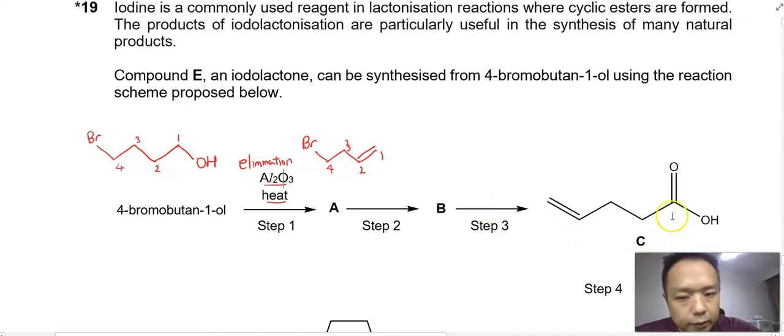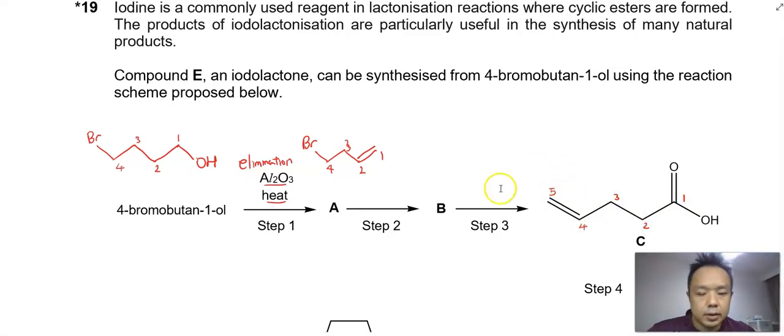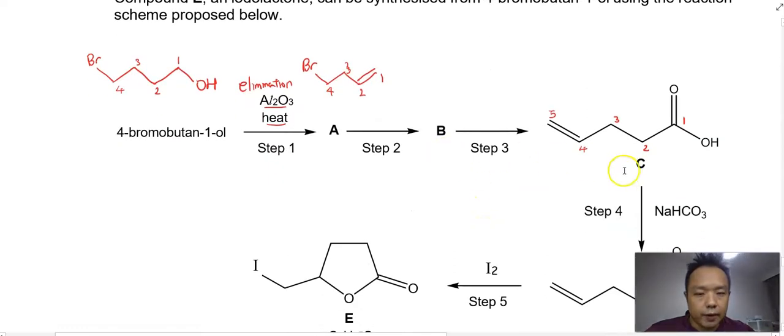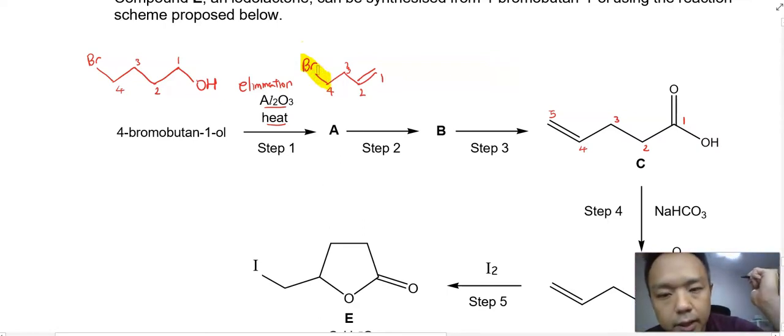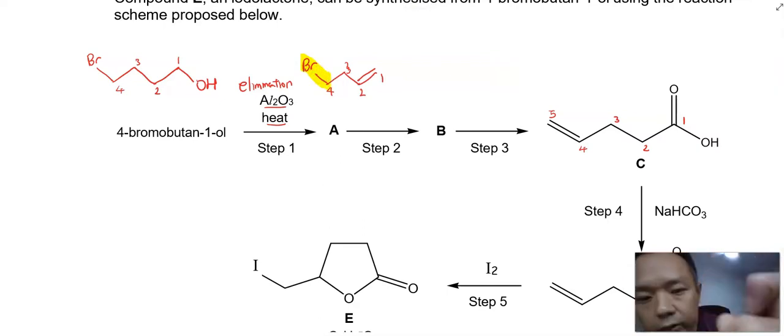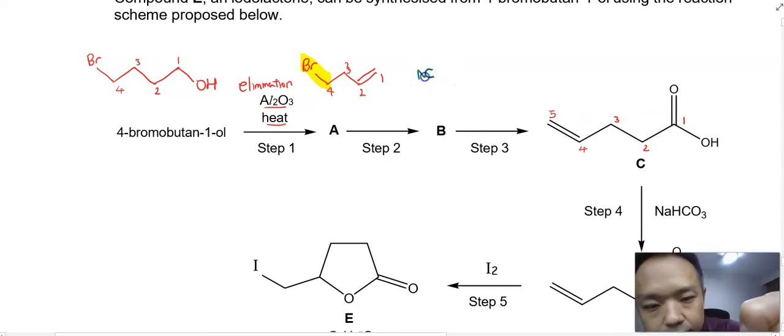Then we compare with compound C. So compound C, we have 1, 2, 3, 4, 5, 5 carbons. Alright, so the question is, how can we get 5 carbons from 4 carbons? We therefore need to consider a step up. Okay, so first of all, we have a halogenoalkane. So we can easily convert the Br to a CN.